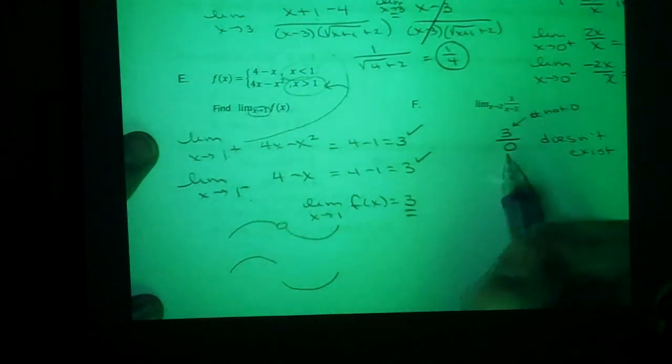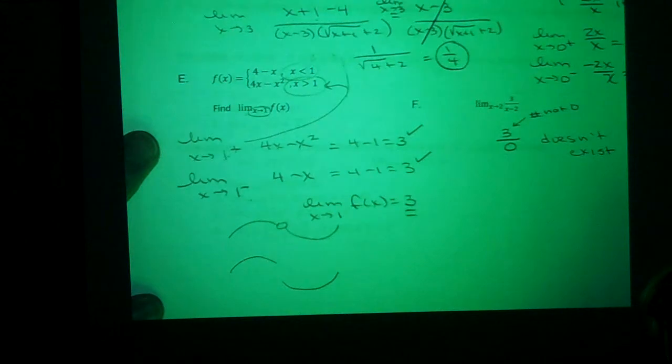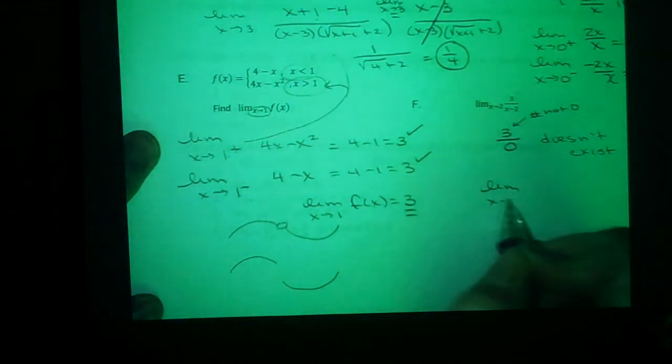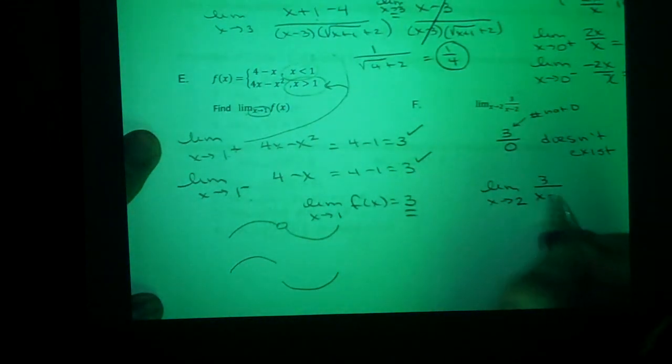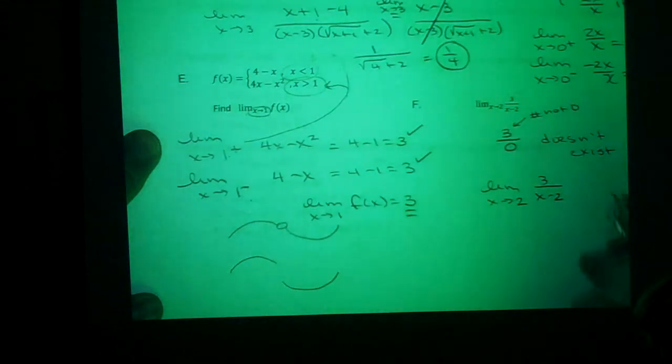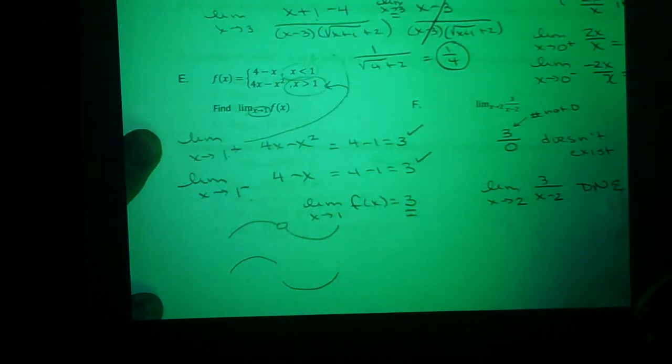And finally, what happens if you plug in the value 2 and you get 3 over 0? Well, 3 over 0 also doesn't exist. But because you have a number that's not 0 over 0, that means that this limit doesn't exist because you're hitting an asymptote. So the limit of 3 over x minus 2 does not exist.